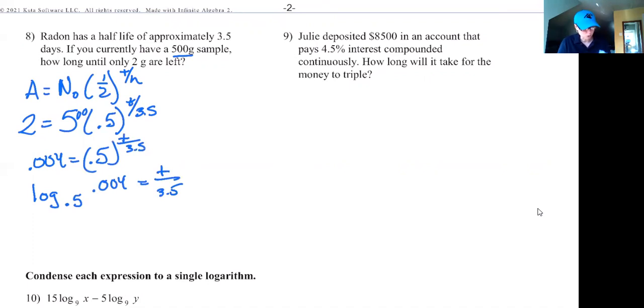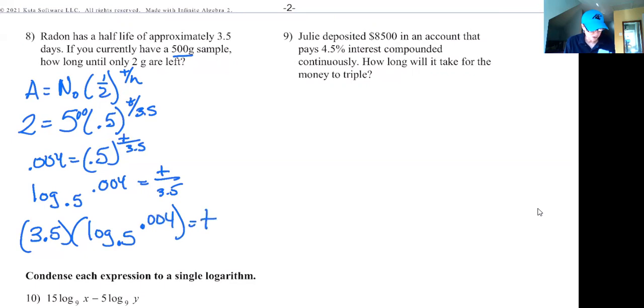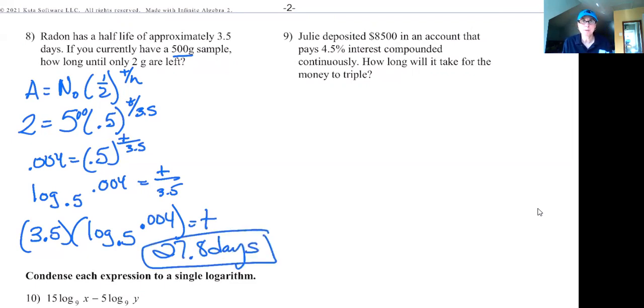The opposite of division is multiplication. So if you feel like it, you can just say 3.5 times the logarithm of 0.5, and then my answer is equal to t, and you come up with 27.8 days for your final answer. Okay, fun problem.